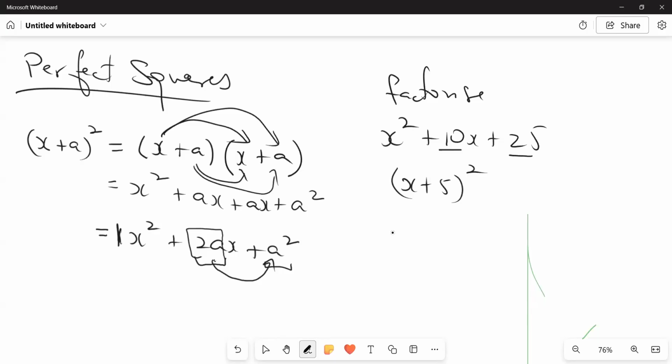Similarly, let's go with another one. x squared plus 8x plus 16. Again, you see the condition, right? Half of 8 is 4. 4 squared is 16. You can write this as x plus 4 all squared. And you can check it back. In your own little time, take this, multiply it out, and see if you don't get that.